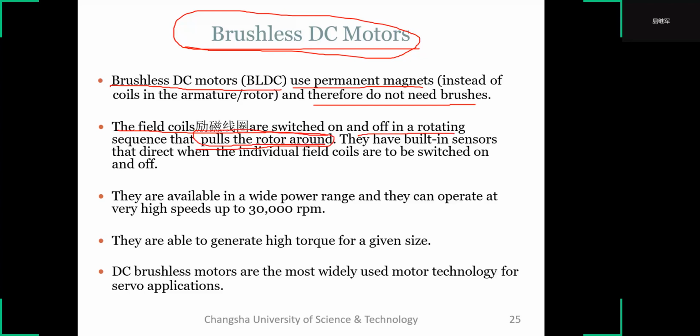They are available in a wide power range, and they can operate at very high speed, up to 30,000 RPM. They are able to generate high torque for a given size. DC brushless motors are the most widely used motors for several applications.